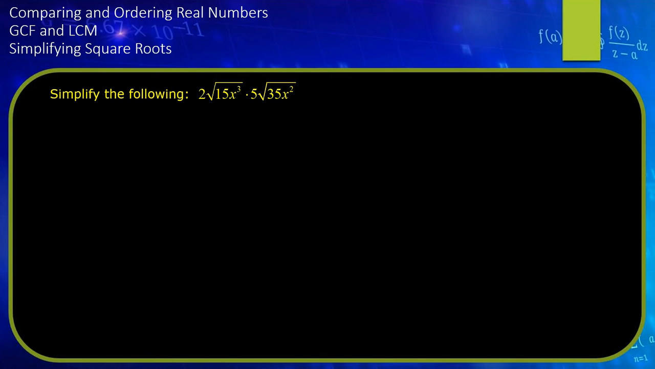Now for this one here, again, I have multiplications going on. I have numbers underneath radicals. I have x's underneath radicals. So I'm going to start off by factoring these. Now there's no perfect squares that factor out of 15 or 35. So I'm just going to give them their prime factorizations. So the 2 times the square root of 15x cubed will become the 2 times the square root of 3 times 5 times x squared times x.